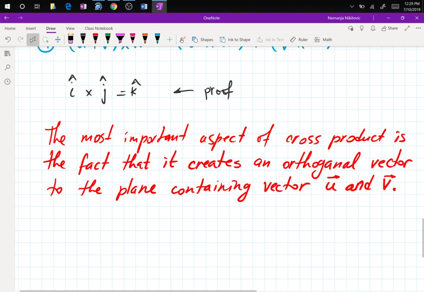Now, to end this lesson, we are going to take a look at the application of the cross product, and we can talk about the torque.